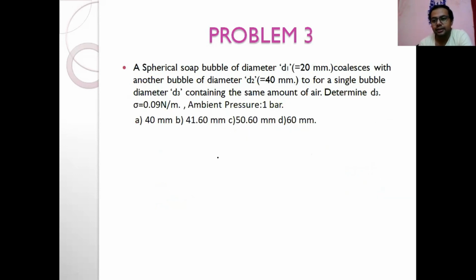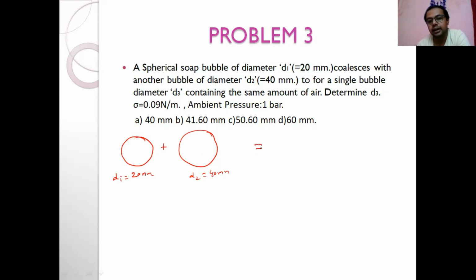It is a quite interesting problem. I am just giving the concept, and the calculation will be trial and error. It is this kind of problem. One spherical soap bubble and another spherical bubble coalesce, and they make another bubble. The diameter of one bubble, D1, is equal to 20 mm. One 20 mm bubble and another 40 mm bubble coalesce, and they create another bubble.